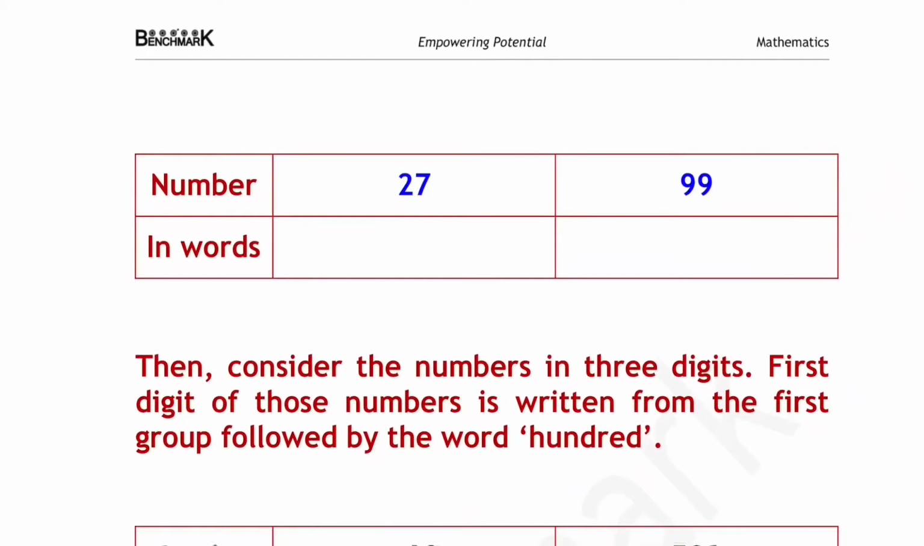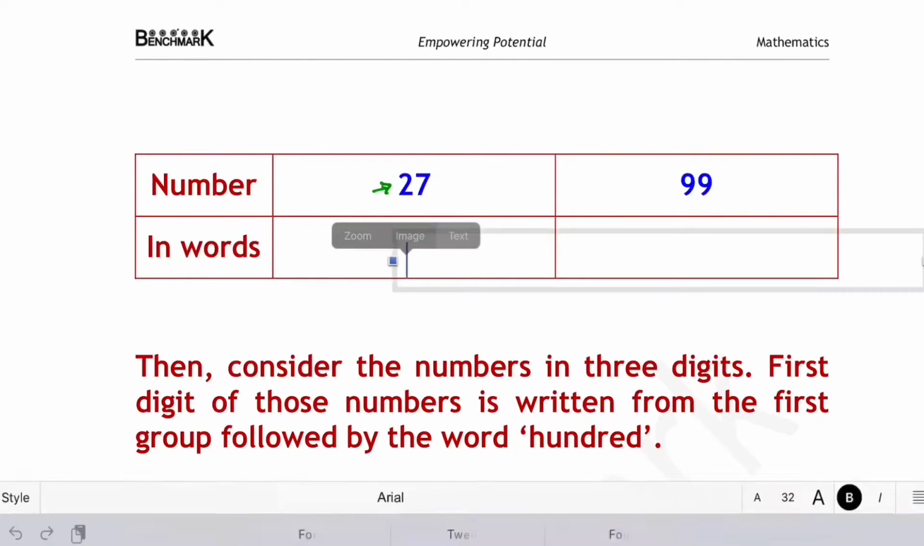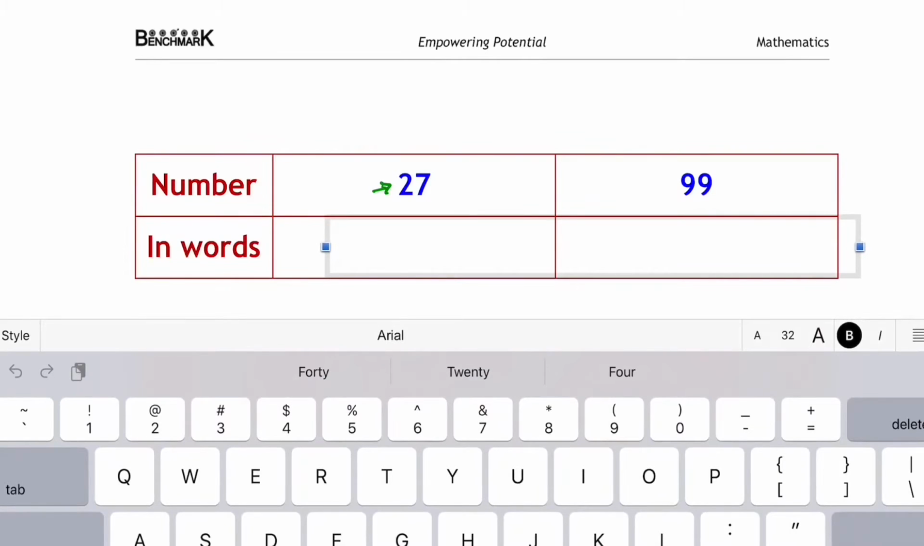Now take this number. It is a 2-digit number where the first digit is other than 1, and the second digit is other than 0. So then what you should do? This first digit should be read from the third group. So in the third group we read it as 2, we read it as 20. And the second digit we read it from the first group, which is 7. So it is 27. Look at the next number.